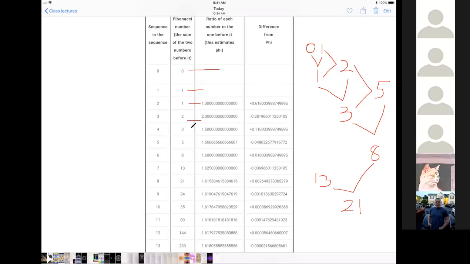1 plus 2 equals 3. 3 plus 2 equals 5 right here. 5 plus 3 equals 8 right here. 5 plus 8 equals 13 right here. 8 plus 13 equals 21 over here. Let's get more complex. 21 plus 13 equals 34 down here. And then we have 34 plus 21 equals 55.